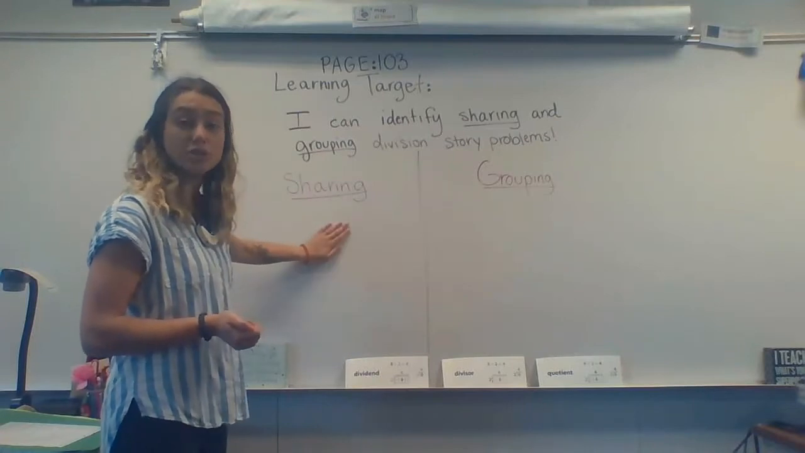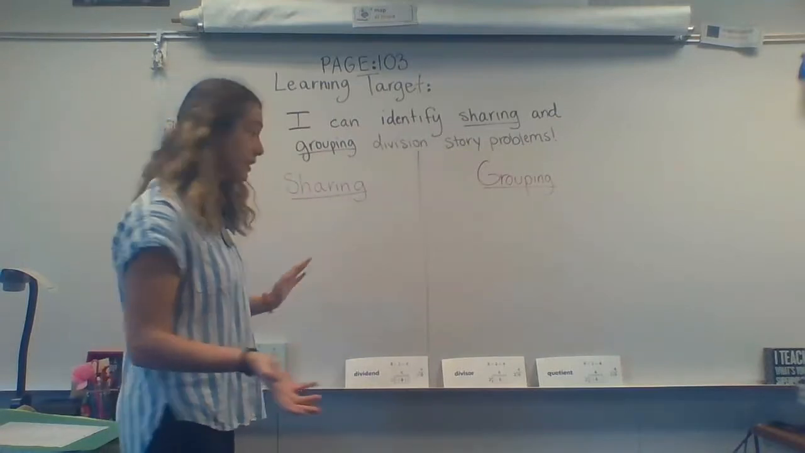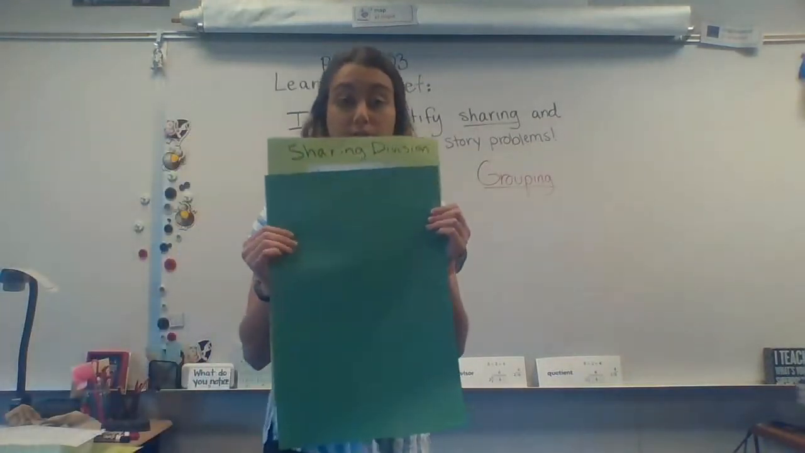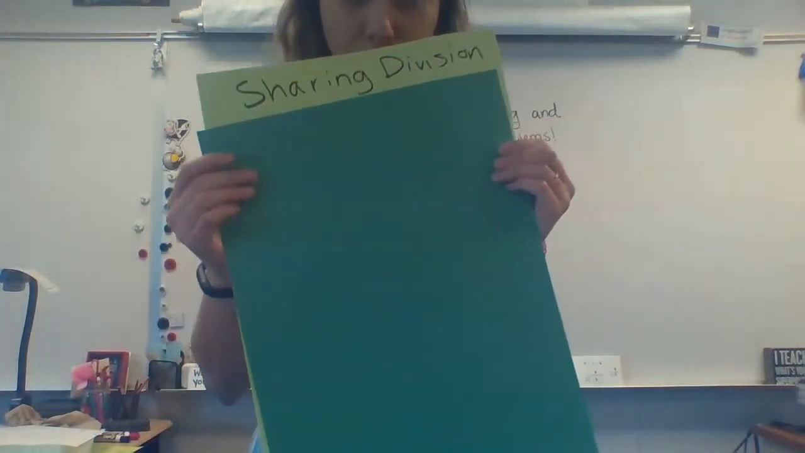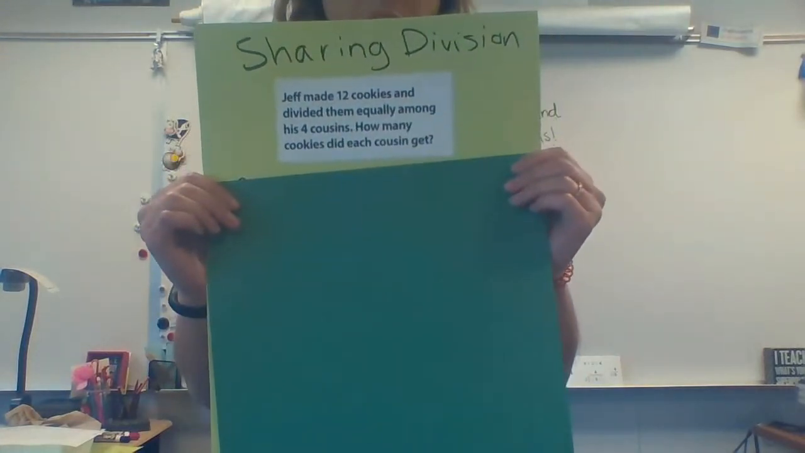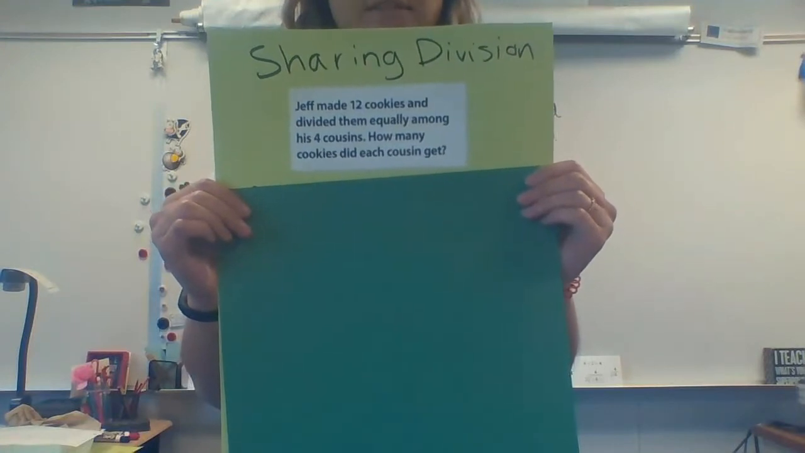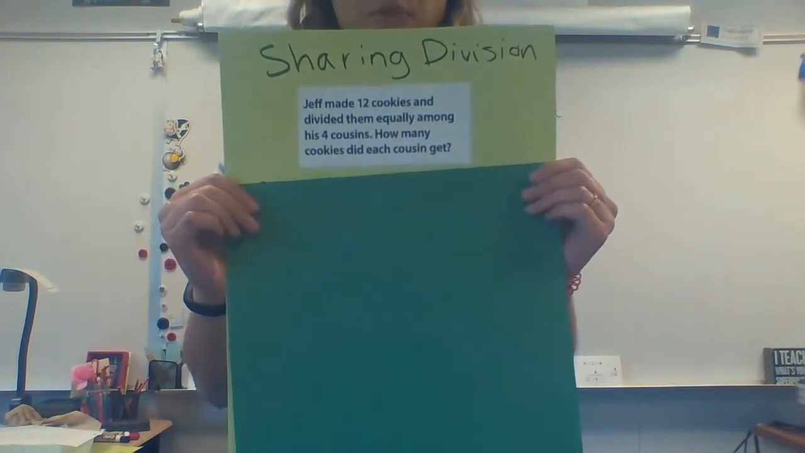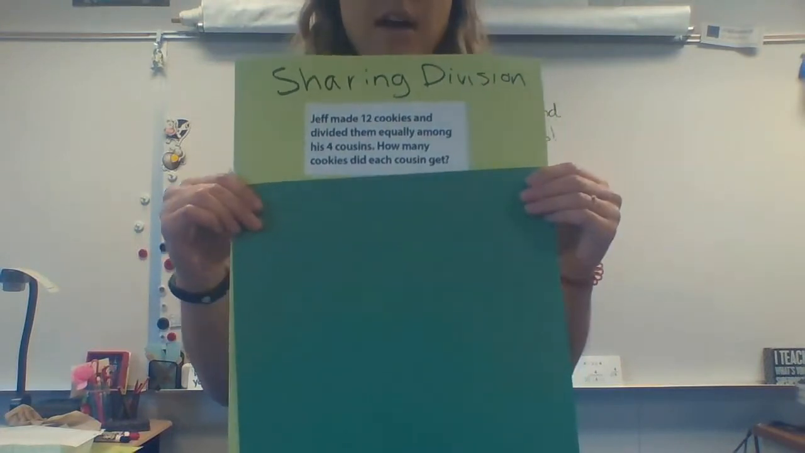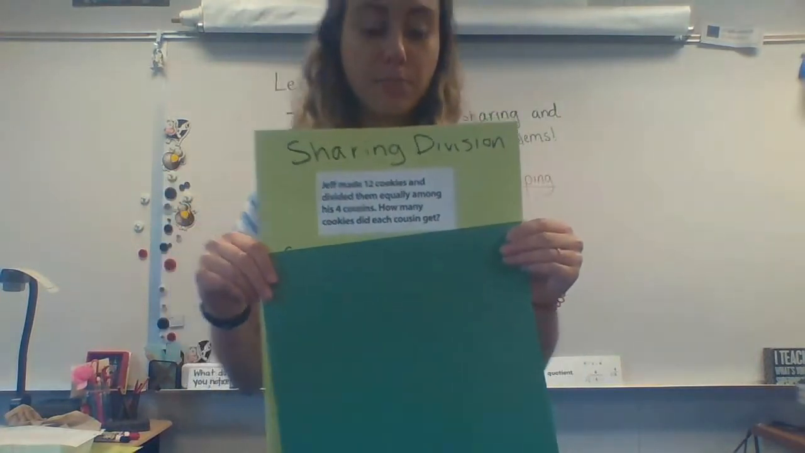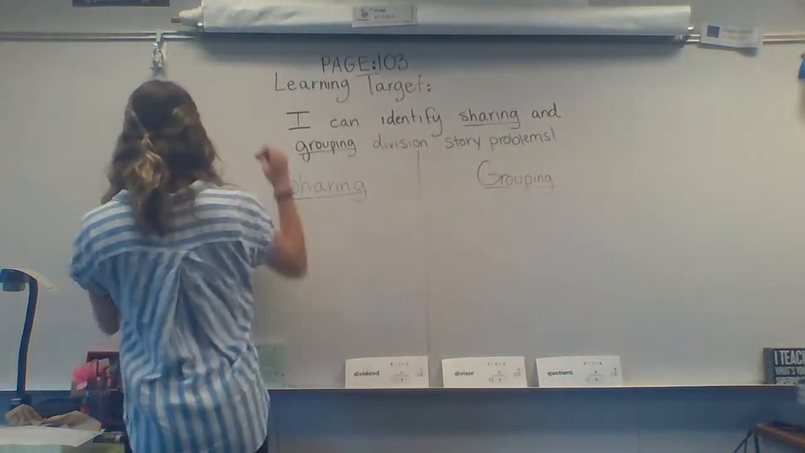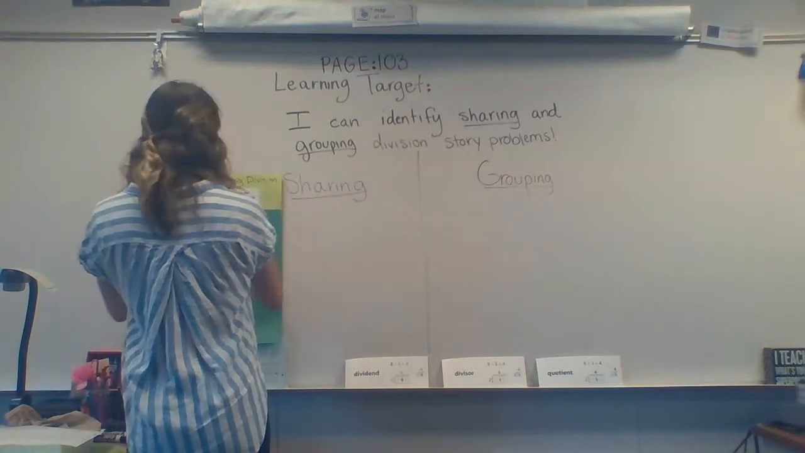We're going to start with sharing, and you might notice that you've seen some of these posters that we made in class together. So here's our first sharing problem, sharing division. Jeff made 12 cookies and divided them equally among his 4 cousins. How many cookies did each cousin get? I'm going to cover up what we have so far on the poster so we can do it together. Remind ourselves what sharing division problems look like.